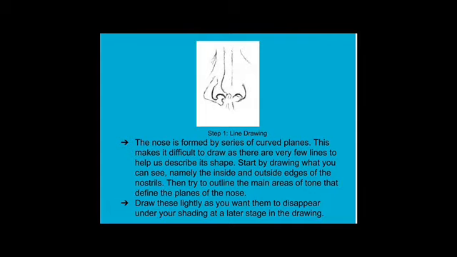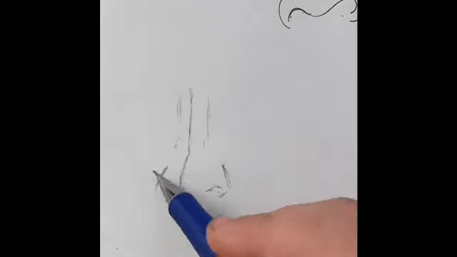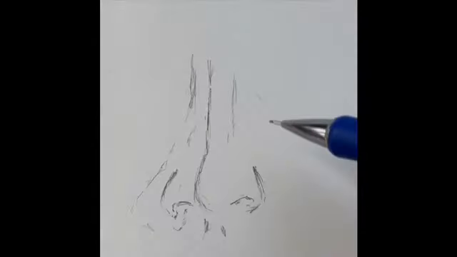Now I'm going to begin with the line drawing of the nose. The nose is formed by a series of curved planes. This makes it difficult to draw as there are very few lines to help us describe its shape. Start by drawing what you can see, namely the inside and outside edges of the nostrils. Then try to outline the main areas of tone that define the planes of the nose. Draw these lightly as you want them to disappear under your shading at a later stage in the drawing.